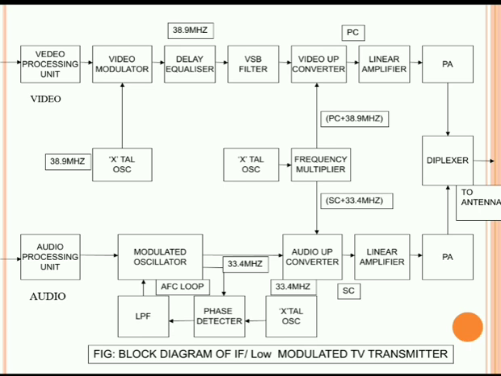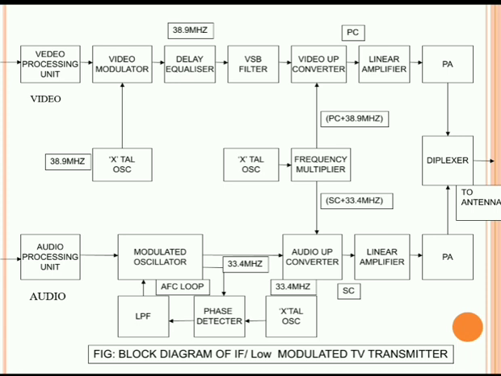Here, the frequency up conversion is basically a mixing process, where the carrier frequency is added with 33.4 megahertz, which gives us a channel sound carrier frequency. As we have seen in the video exciter system, we use 38.9 megahertz to add with the carrier frequency. Here we add the carrier frequency with 33.4 megahertz so that we get a channel sound carrier frequency. Thus the linear amplifier and power amplifier are used to amplify the modulated audio signal power.